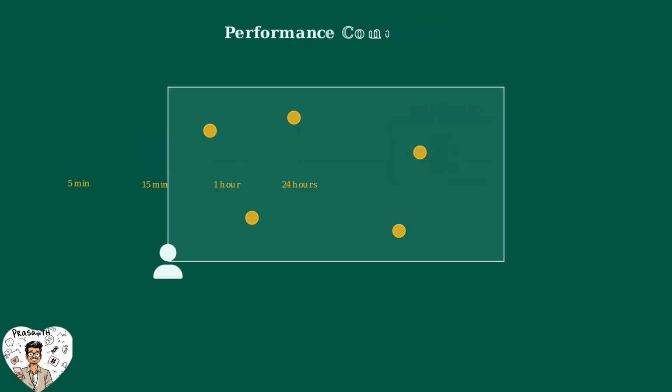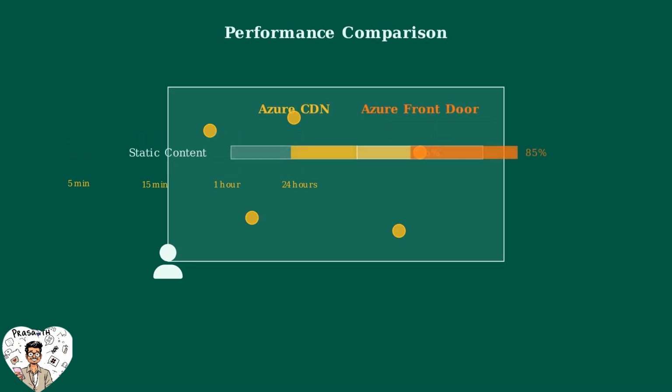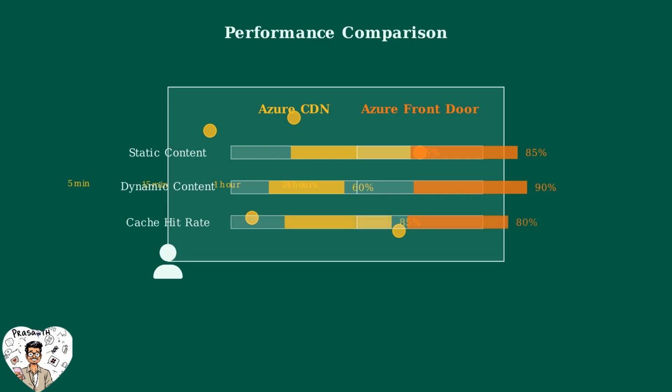Here's how they compare in performance. CDN excels at static content delivery with 95% efficiency, while Front Door shines with dynamic content at 90% efficiency. Both maintain strong cache hit rates. The key takeaway: CDN is like having well-stocked local stores for static content, while Front Door is like having a smart distribution center that adapts to both static and dynamic needs in real time.